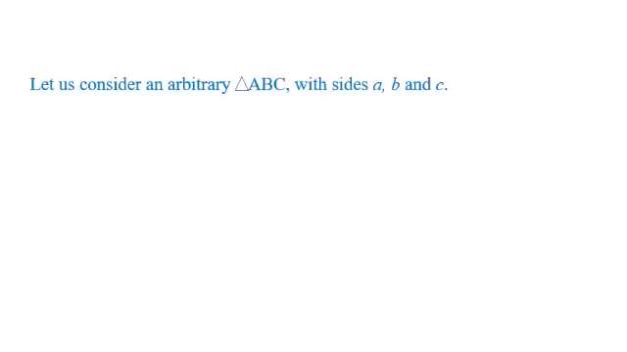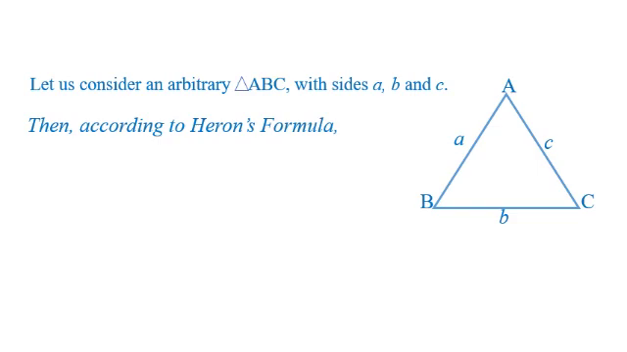Let us now look into Heron's formula, and for that let us consider an arbitrary triangle ABC with sides small a, small b, and small c as shown in the figure. Let the length of side AB be a unit, the length of side BC be b unit, and the length of side AC be c unit. Now here we have to find the area of triangle ABC.